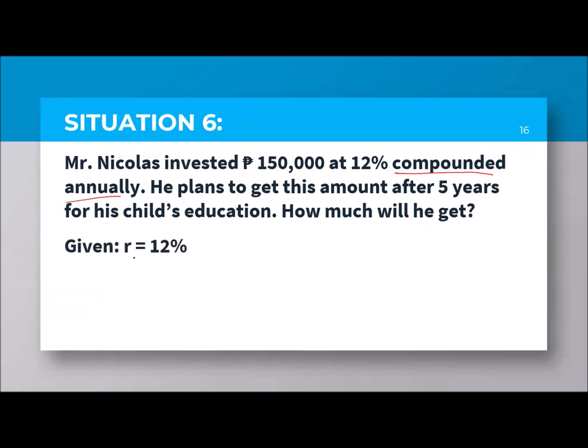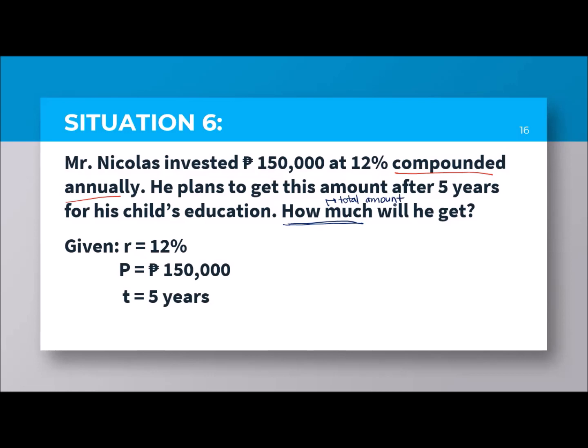So, ano-ano yung mga given natin? Ang R natin ay 12%. Tapos, ang principal amount natin ay 150,000 pesos kasi yun yung amount invested ni Mr. Nicolas. Tapos, gusto niyang kunin yung pera after 5 years. So, ang terms natin ay 5 years o yung time element. Pag sinabing how much will he get, total amount. So, we're talking about here the total amount.